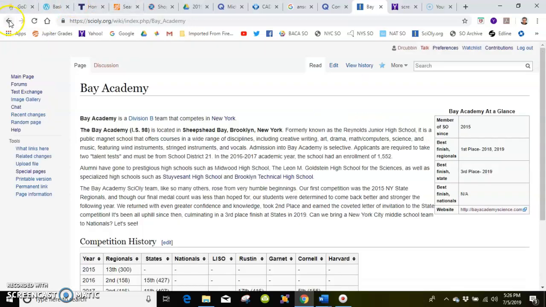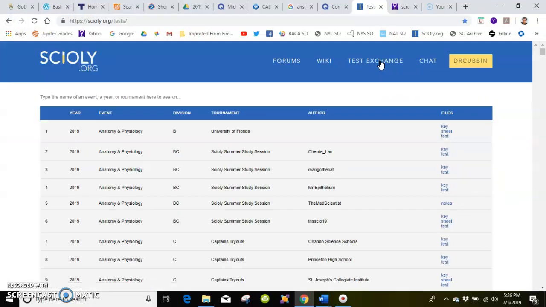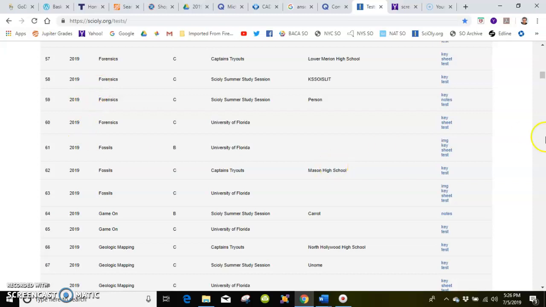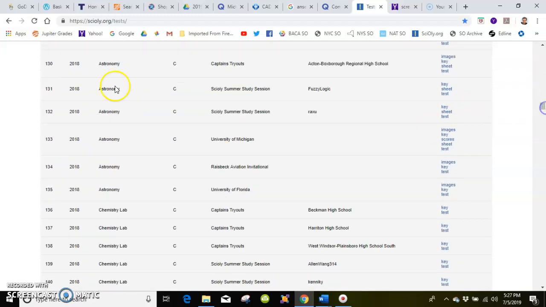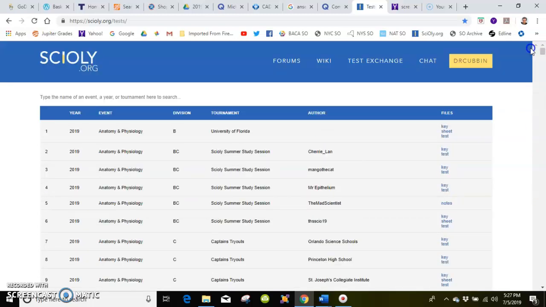Then we're going to go back out of Wiki and go into the test exchange. You can see that these are all last year's tests, 2019 as we go down here, and they are separated according to event. As you get down further, they get into 2018, and then further into 2017. These are from the summer input that they made up. So if you make up something over the summer and they approve you, you will have access to the 2020 tests, which would be great.